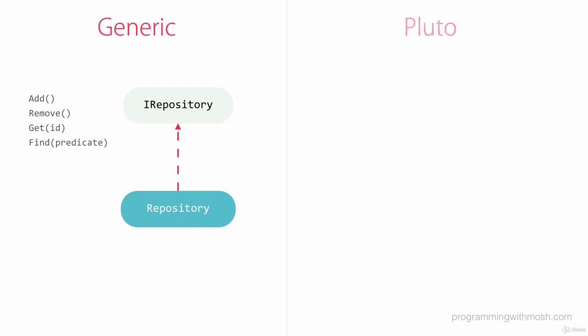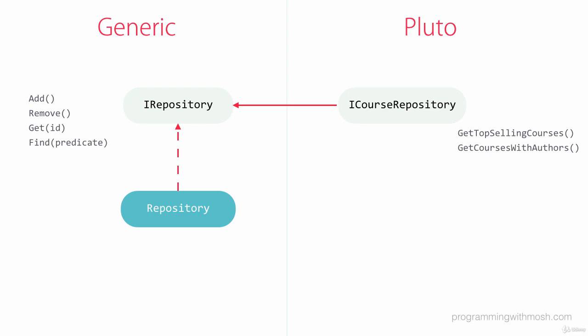In context of our application, Pluto, for each entity, we're going to have a repository. So for course entity, we're going to have an interface called ICourseRepository. In this interface, we're going to define any operations specific to courses that are not in our generic repository. For example, we can have a method like GetTopSellingCourses, or another method, GetCoursesWithAuthors, which uses eager loading to load the courses and their authors.